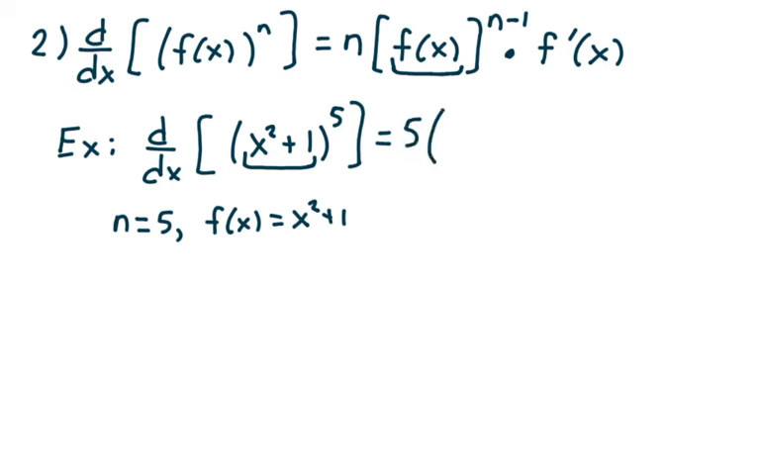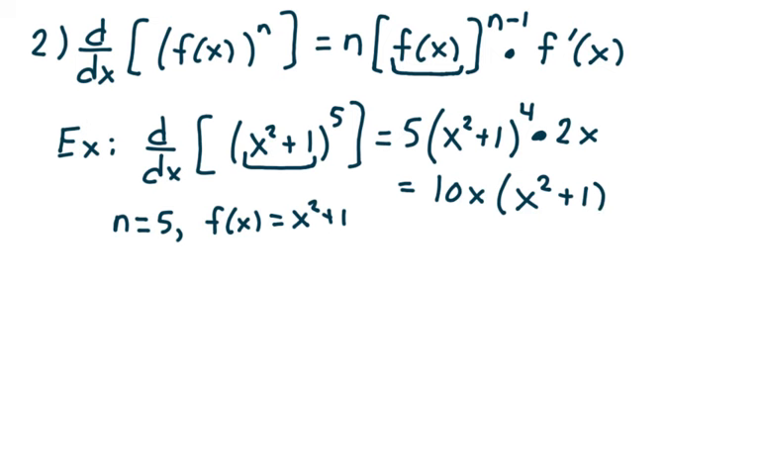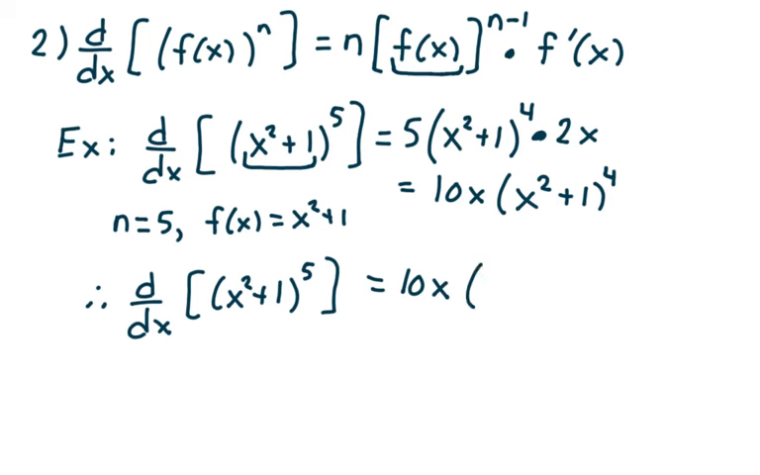We get 5 times x squared plus 1 to the 4th power, and then I'm going to take that answer and multiply by f prime of x, but f prime of x is equal to 2x. And if I simplify this, 5 times 2x is 10x. And so I get 10x times x squared plus 1 to the 4th power. And so therefore, the derivative of x squared plus 1 raised to the 5th power is 10x times x squared plus 1 to the 4th. So that's the chain rule.